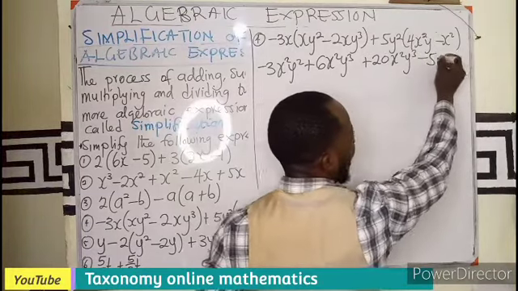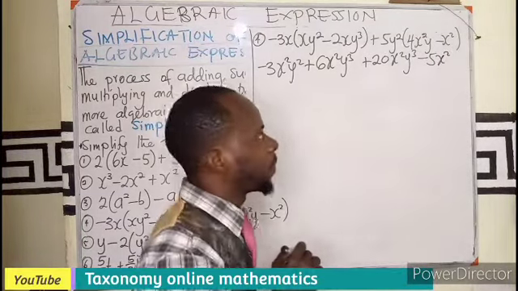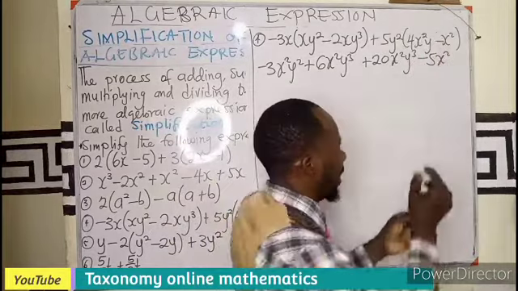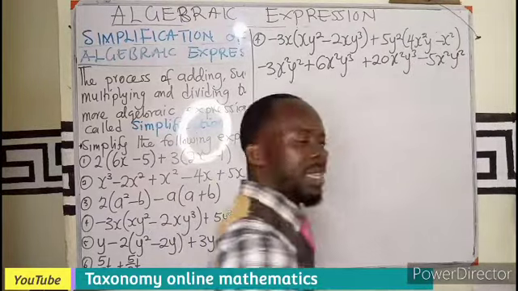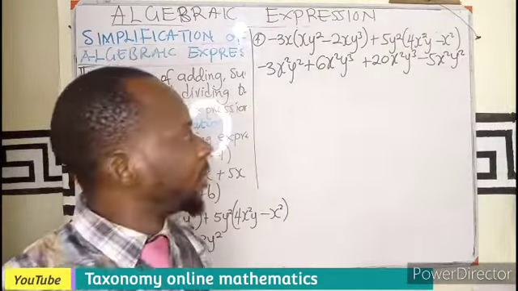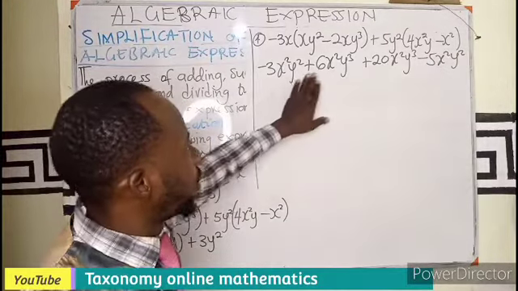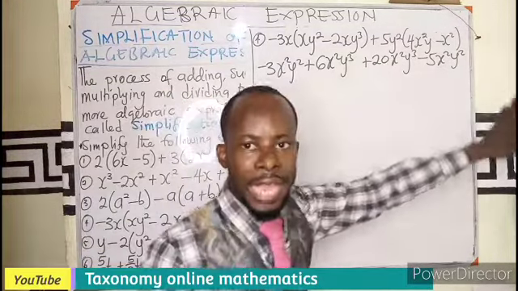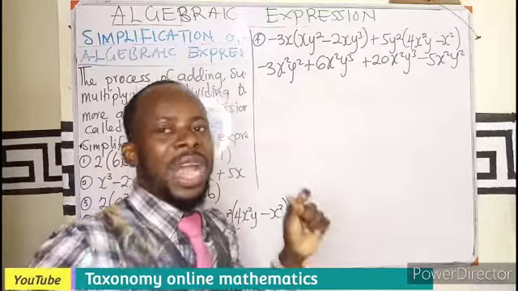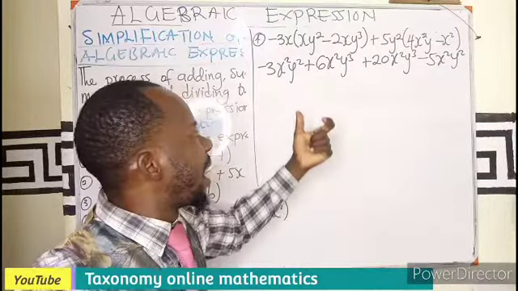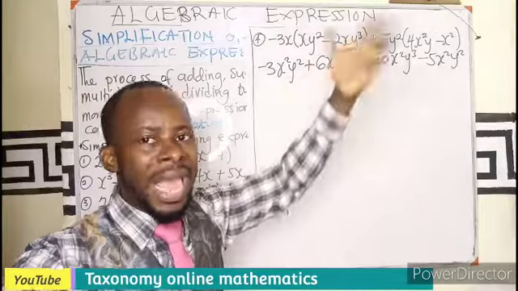There is no x here, so the x squared takes its effect. There is no y here, so y also takes its effect. If you see, we have 1, 2, 3, 4 terms. We are going to see whether we have common variables that have the same exponent.